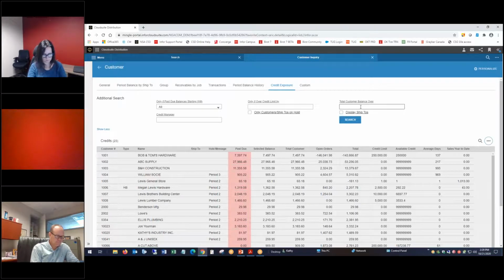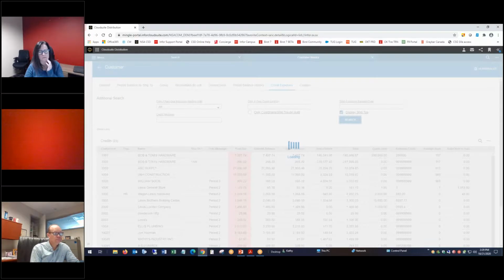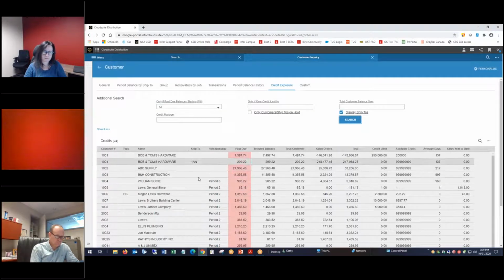You can also filter this. So you can say, I only want to see it if they've got balances past a specific date, or if they're only over their credit limit by a specific amount. You can also say, I only want to see it if they're on hold. You can also say, I also want to see the ship tos. And when you do that, it adds the ship tos so that you can see the separation. Or you can say, I only want to see it if the customer's total balance is over, let's say, $20,000.